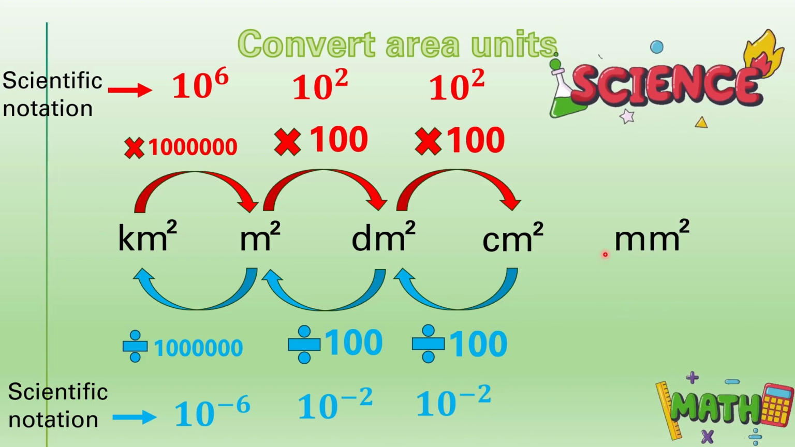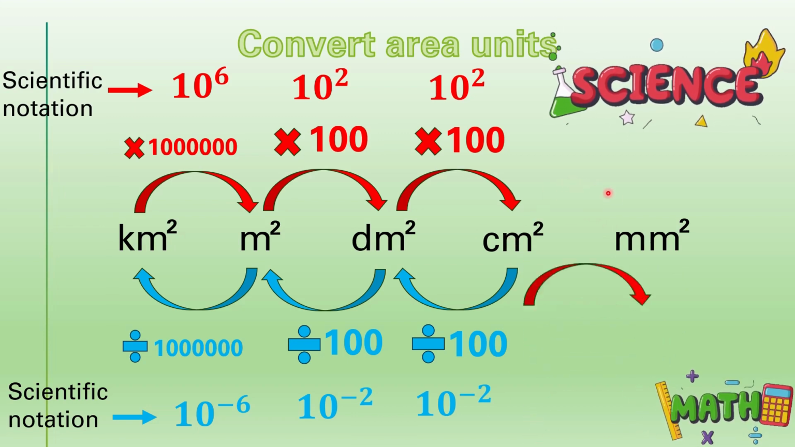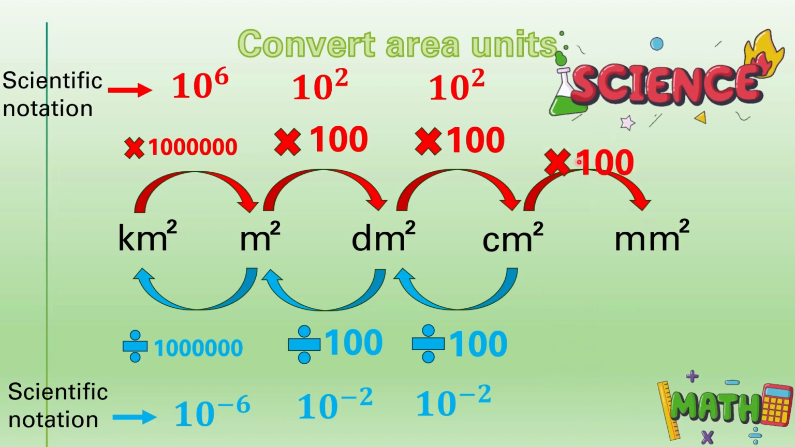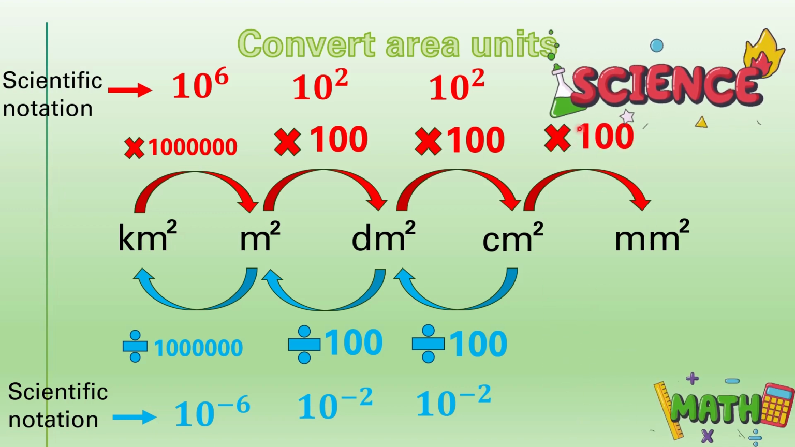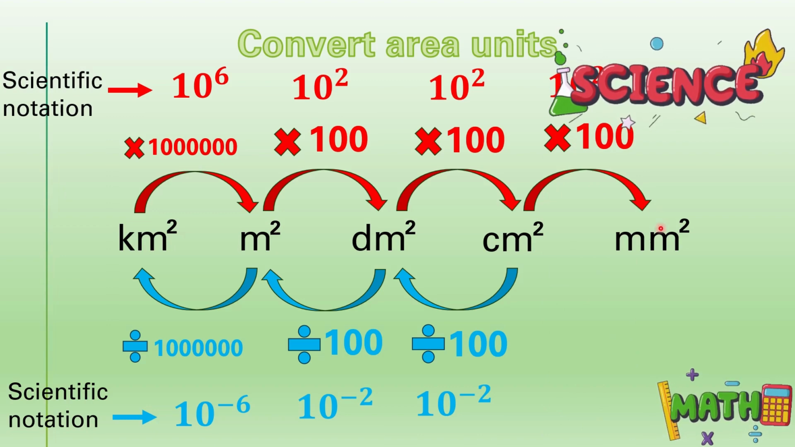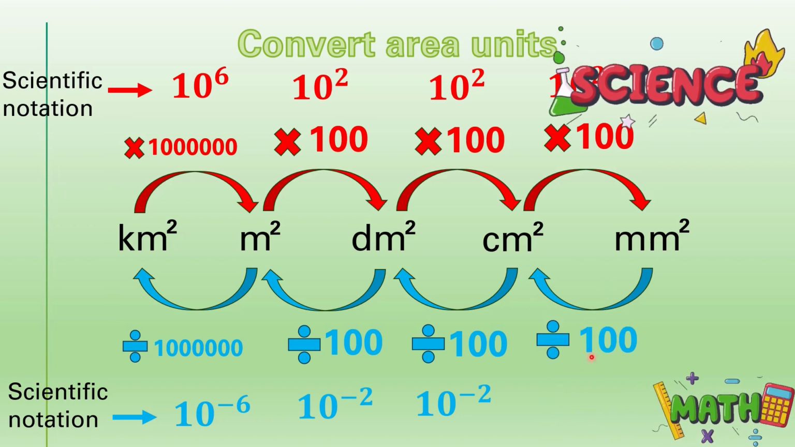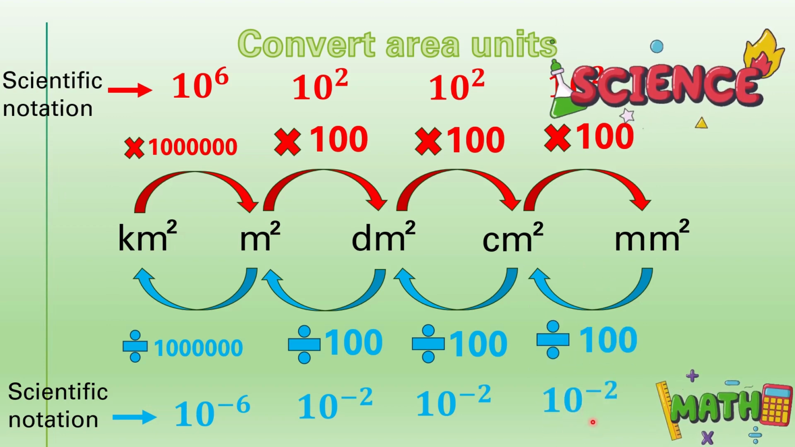And if you have a millimeter squared, so if you are going from centimeter squared to millimeter squared, so from biggest to smallest, you are multiplying with 100, or in scientific notation 10 on the power of 2. If you are going in the opposite direction, from smallest to biggest, you are dividing with how much? With 100, or in scientific notation 10 on the power of minus 2.